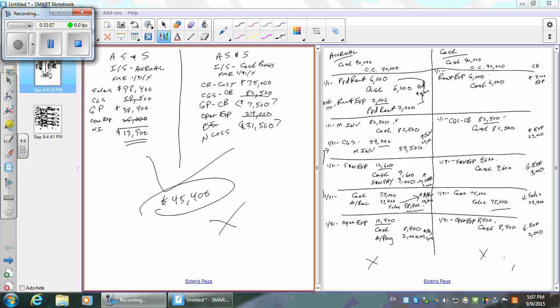Okay? Easy? How would you do a balance sheet with this? Oh my gosh. How would you do a balance sheet? What do you think?